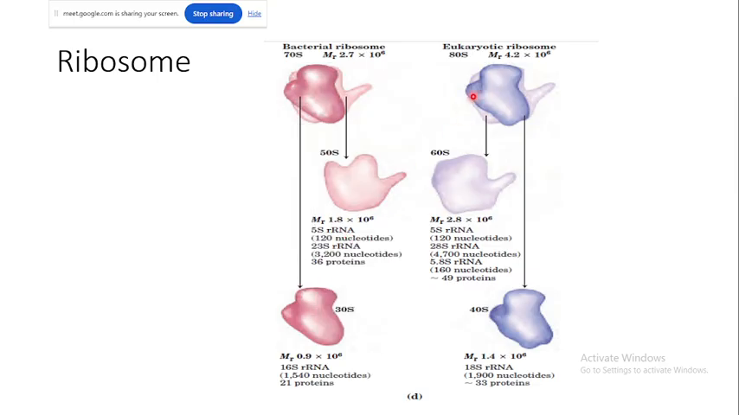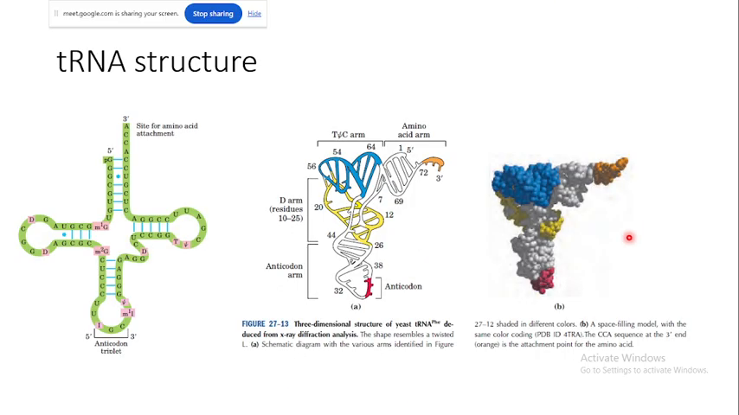But for eukaryotes it has 80S, so the larger subunit is 60S, which has 5S ribosomal RNA, 28S ribosomal RNA and 5.8S ribosomal RNA, and the small subunit has 18S ribosomal RNA. In the primary transcript, the 28S and 18S ribosomal RNAs are there in the eukaryotic ribosome, right?